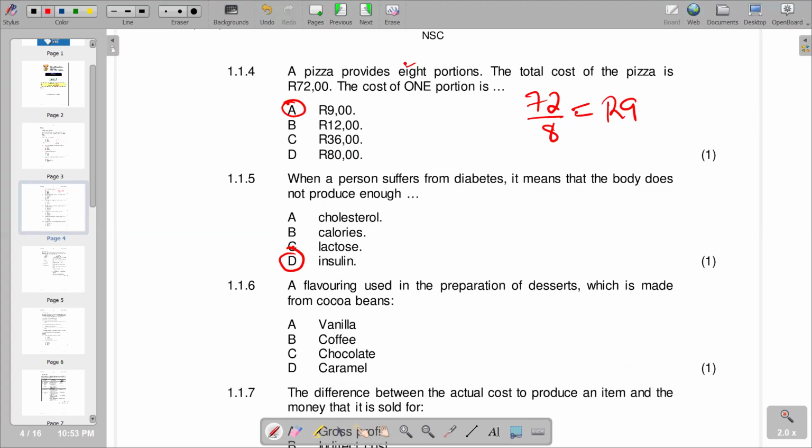Number 6, a flavoring used in the preparation of desserts, which is made from cocoa beans. We have different responses again, but the correct response that we have is C, which is chocolate.